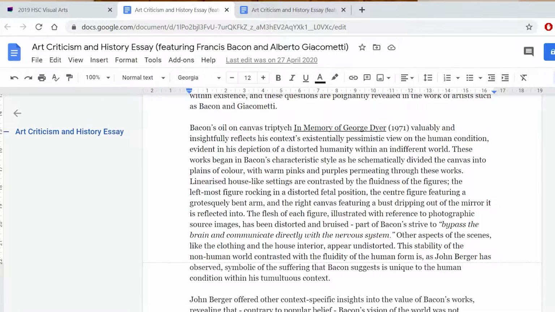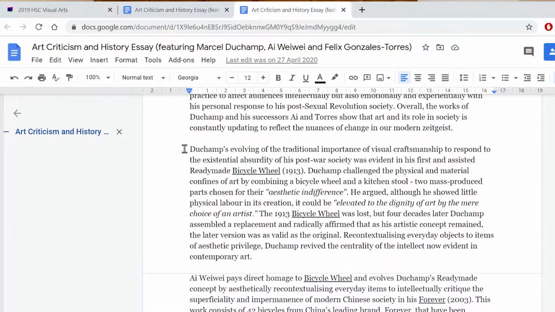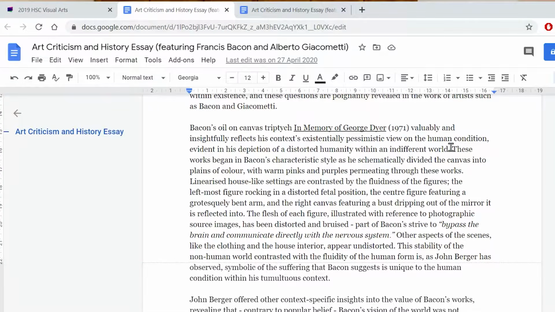And in my second example, Duchamp's evolving of the traditional importance of visual craftsmanship to respond to the existential absurdity of his post-war society was evident in his first and assisted ready-made bicycle wheel, 1913. Next, we get into the evidence part of the essay. So this is the EE in the PEEL or the TEAL structure. Let's have a look at two body paragraph examples.